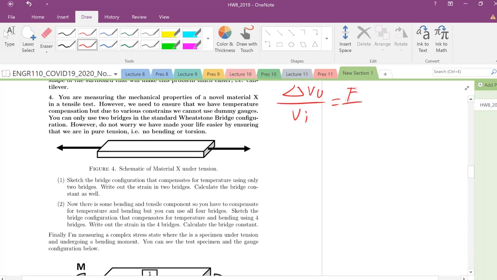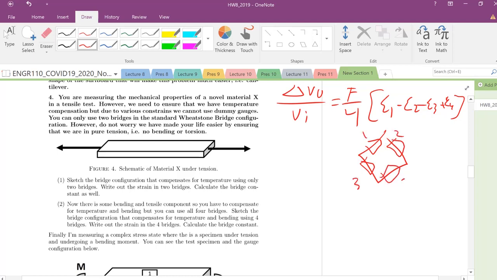We know ε = ε1 − ε2 − ε3 + ε4, assuming our standard Wheatstone bridge configuration, with gauges here, here, and here. So 1, 2, 3, 4. Now, what we're trying to figure out here is how we strategically place these to eliminate some properties.